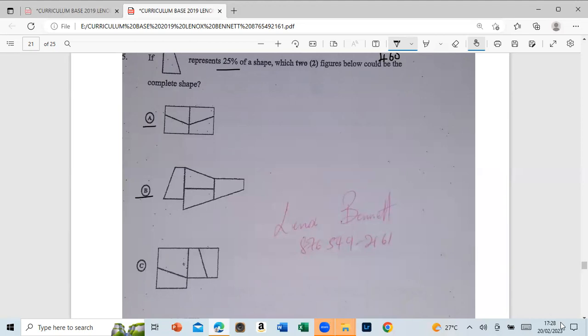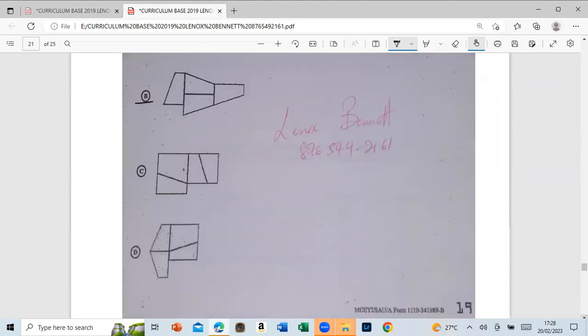For D, these definitely work. So you have a big piece and a small piece. Alright, so I'll go with A and B. Type in the comment section what you guys think.